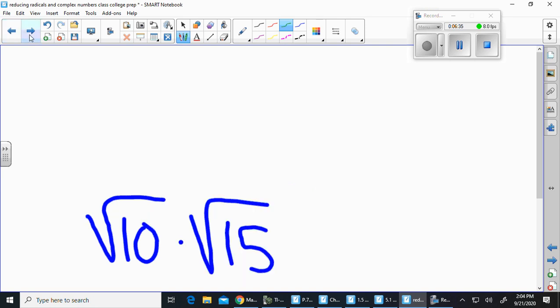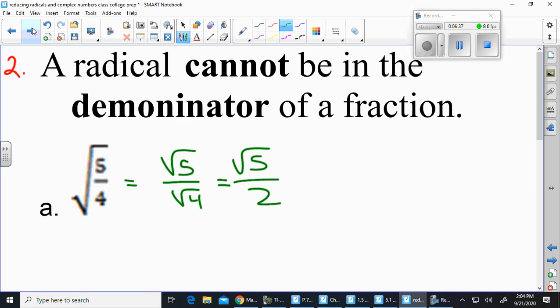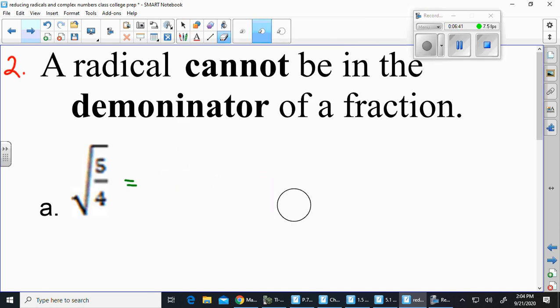So the second rule, just sort of moving on: a radical cannot be in the denominator of a fraction. And I forgot to change this. I wrote denominator. Denominator. So the first thing you should always do with a fraction is split it up.